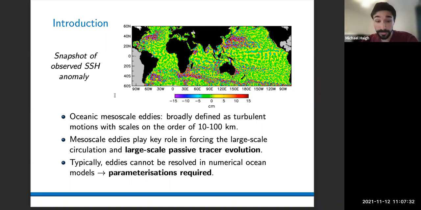And it's this second part, the large-scale distributions of passive tracers, that we're going to be interested in today. The main problem that we have when it comes to mesoscale eddies is that they typically cannot be resolved in numerical ocean models. So the solution currently to this issue is that we have to parameterize these effects that are missing from our coarse resolution ocean models.